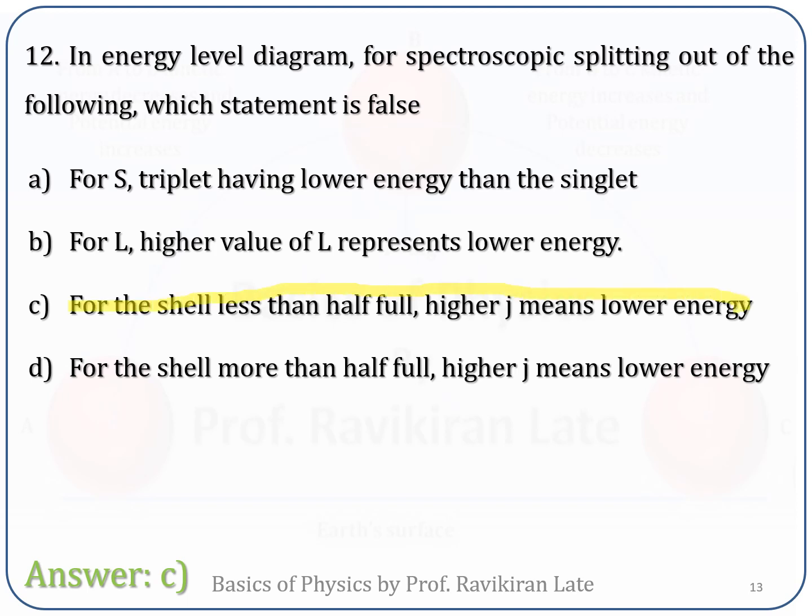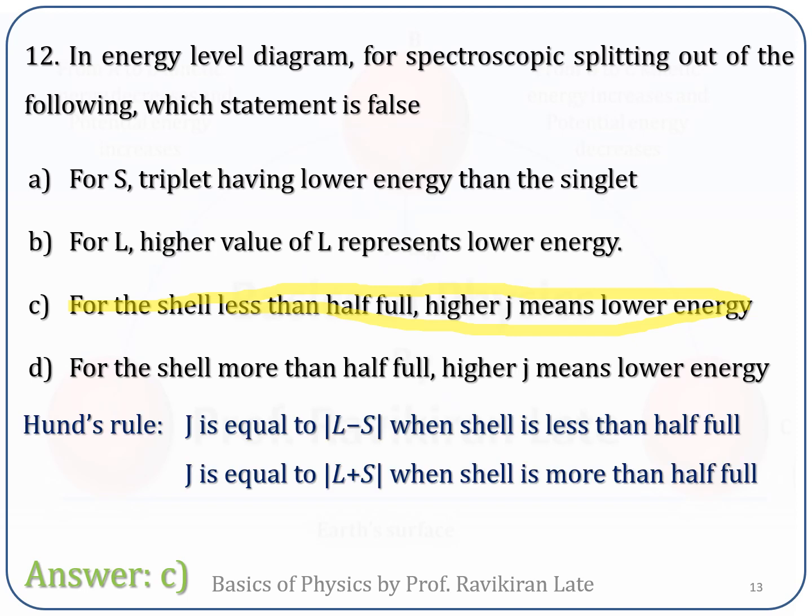Let me just show you that. We had seen that Hund's rule gives you the state with the lowest energy, and it states that J will be L minus S if the shell is less than half full, and J will be L plus S if it is more than half full. Now consider option C, the first statement, where the shell is less than half full.